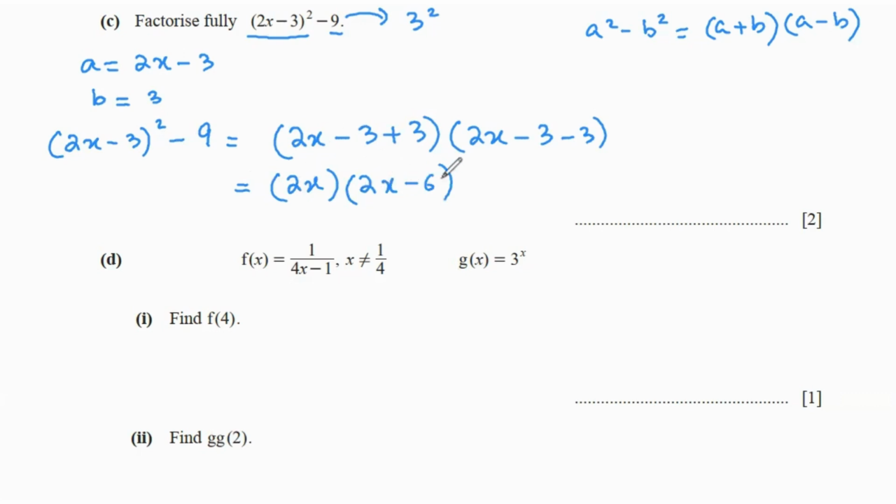We can further take 2 common from the bracket. So that's going to be 4x times (x minus 3). This is your fully factorized answer.